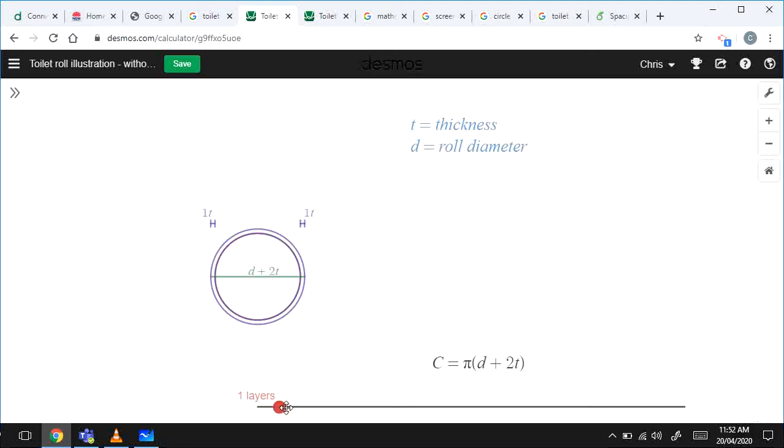The next layer adds another thickness of paper on either side. So we go from D plus 2t to D plus 4t, then D plus 6t, and so on. To find the circumference of each layer, and therefore how much paper is on each layer, just take that diameter and multiply it by pi, because the circumference equals pi times the diameter.